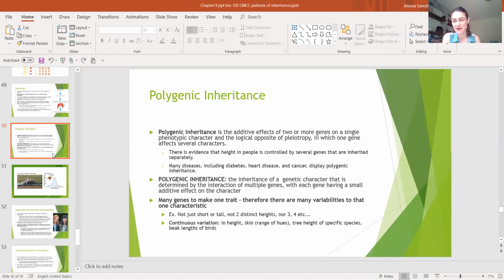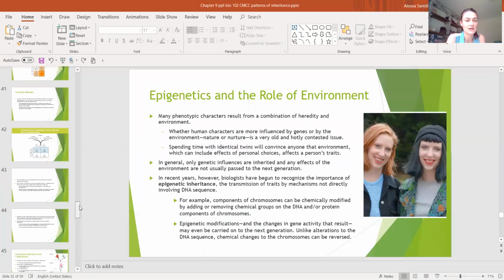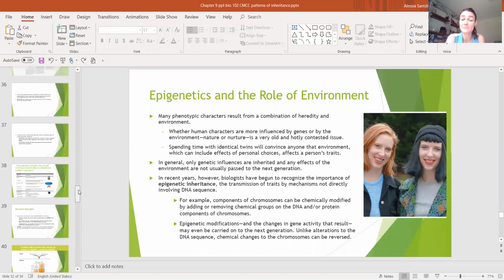There are a lot of different kinds of characteristics, like phenotypes, in humans that involve polygenic inheritance, so more than one gene is involved in giving the final outcome. Another thing to consider is basically epigenetics.